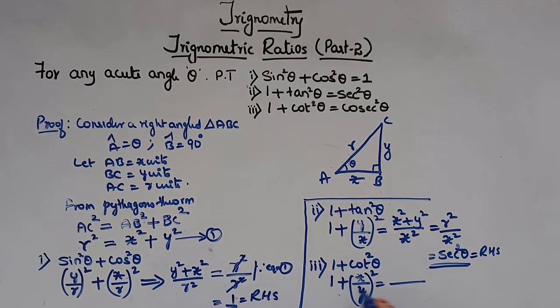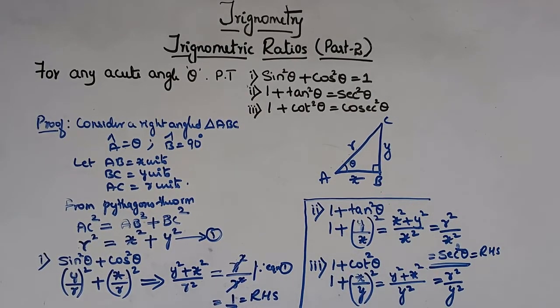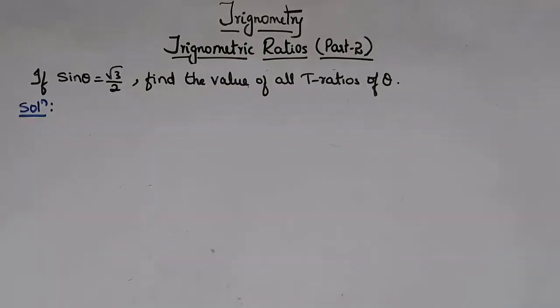So by taking LCM, here the LCM is y square. So y square plus x square, right? So y square plus x square is nothing but your r square by y square, right? So r by y is nothing but your cosecant theta. Since it is square, this will be cosecant square theta, right? Which is equal to your RHS. So we proved 1 plus cot square theta is cosecant square theta.